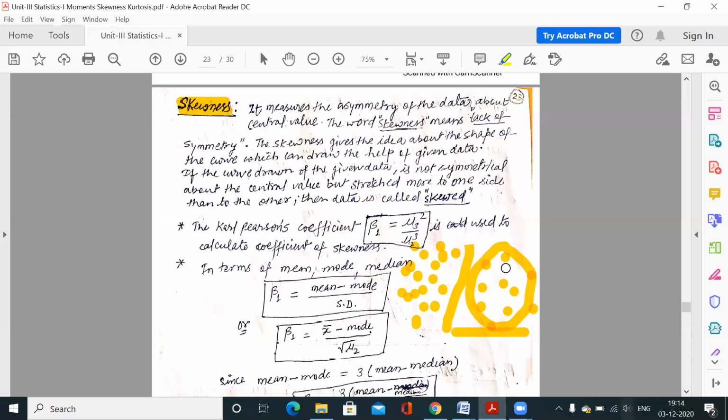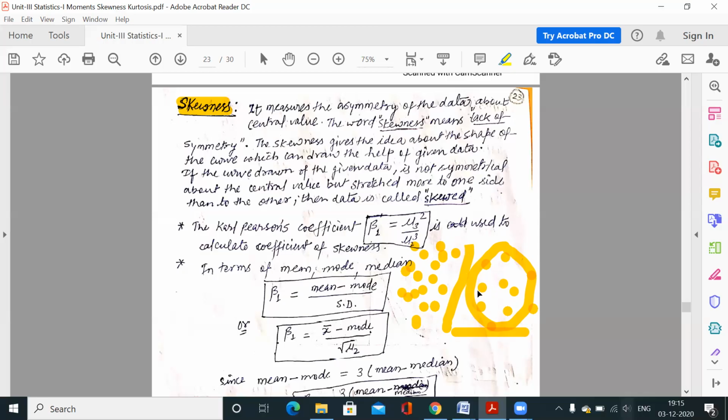If we have an equal shape on the left hand side and right hand side, then we say that the data is symmetric. So skewness is 0. If on one side the shape is different, meaning there is no mirror image, then we say the data is asymmetric. And if it is asymmetric, we say that it is skewed data.